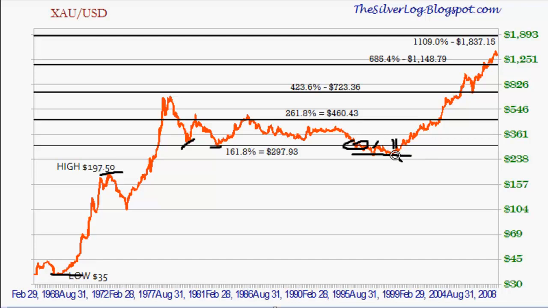And the 261.8% level, which is roughly $460 per ounce. It got no problem getting above it here, sort of like it did here. When you break through a key Fibonacci level, well, you usually go to the next one. We'll get to the 423 in a moment. That's 723. And, well, gold got up to, on an intraday level, 850. You don't see it on this chart because these are monthly close only data.